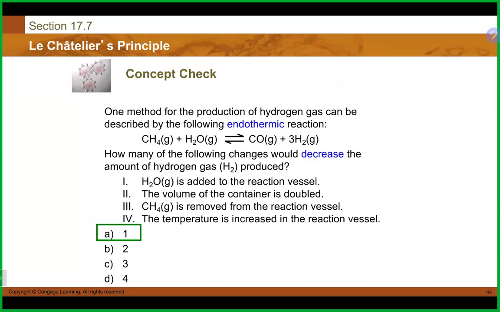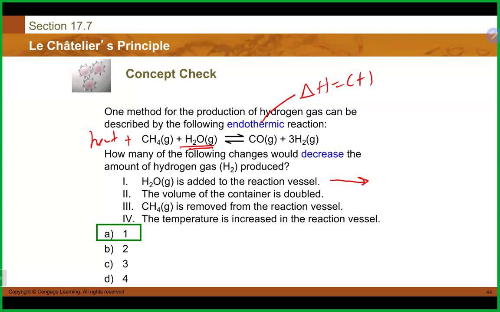So one method of hydrogen production is described here, and it is endothermic. How many of these would decrease the amount of hydrogen gas? So first off, it tells us it's endothermic. So this means that our delta H is going to be positive. That also means that we could think of heat as a reactant in this case. So why don't we run through this and see what happens if H2O is added? That is a reactant, so it'll go away from it, so it would shift to the right.